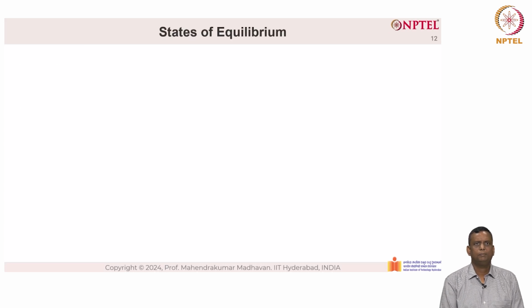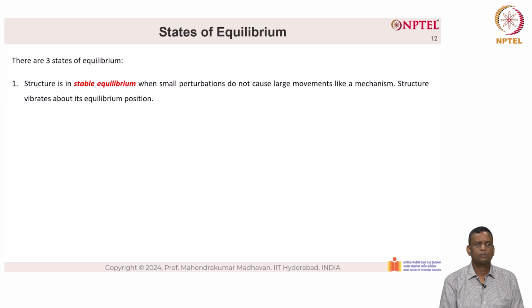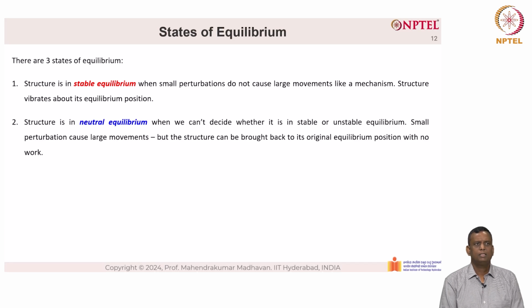States of equilibrium. There are three states of equilibrium. The first one is called stable equilibrium. A structure is in stable equilibrium when small perturbations do not cause large movements like a mechanism. The structure vibrates about its equilibrium position. The second state of equilibrium is called neutral equilibrium.